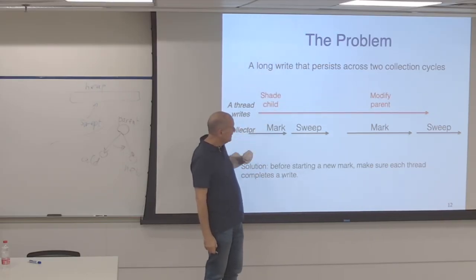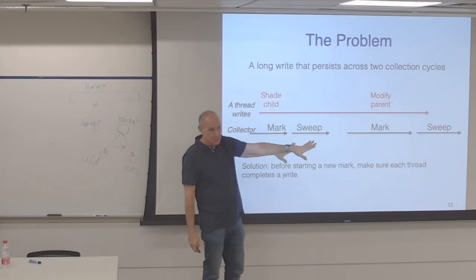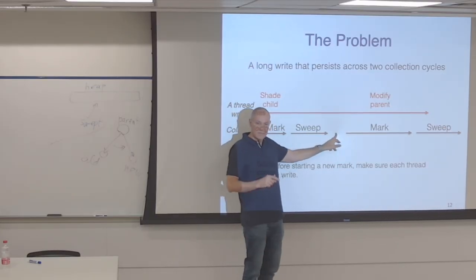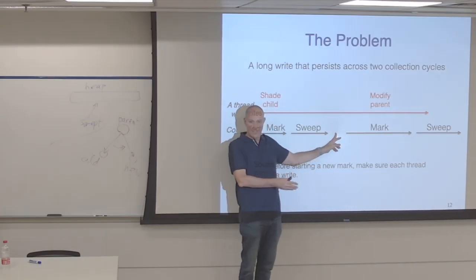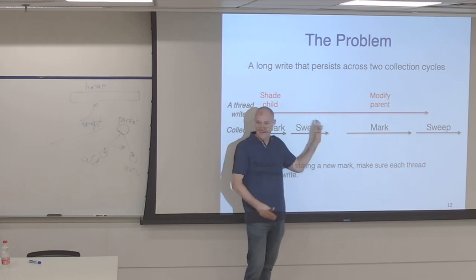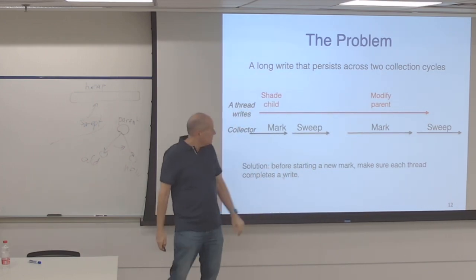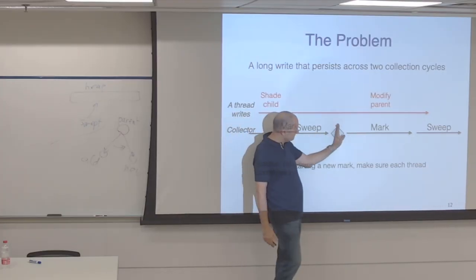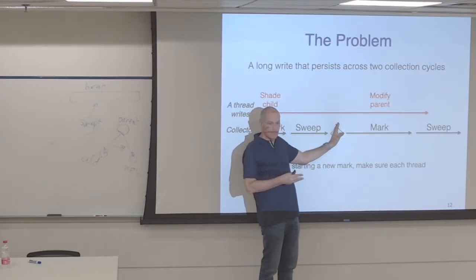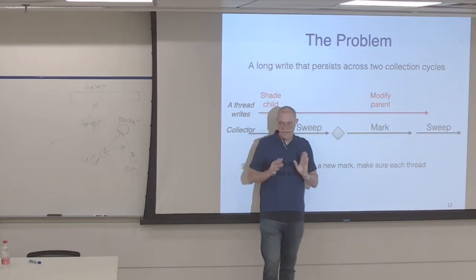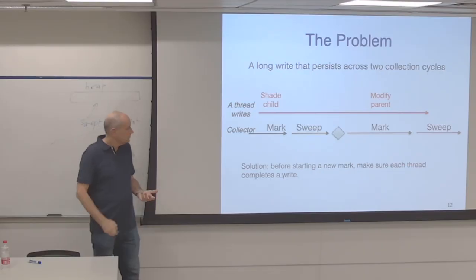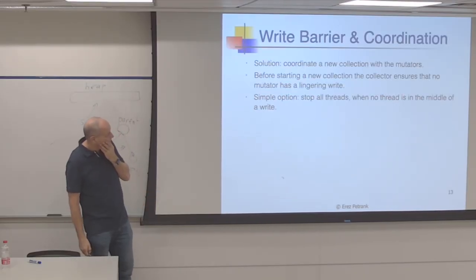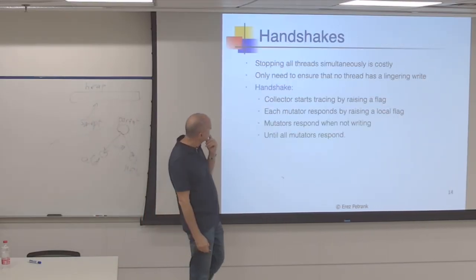So what DLG said is, we're going to use shade and change, but we're not going to let the collector change to a new garbage collection phase while the program is having this long write. So we're going to put this in between. Before I start a new marking phase, I'm going to make sure that no program thread is in the middle of a write. Okay, so I'm going to coordinate a new collection.